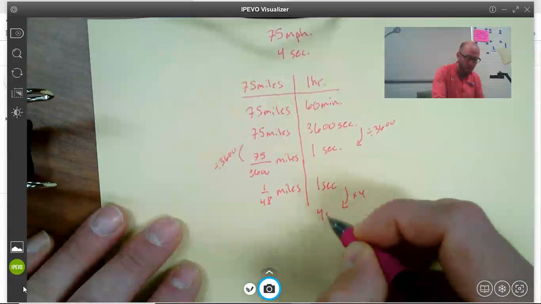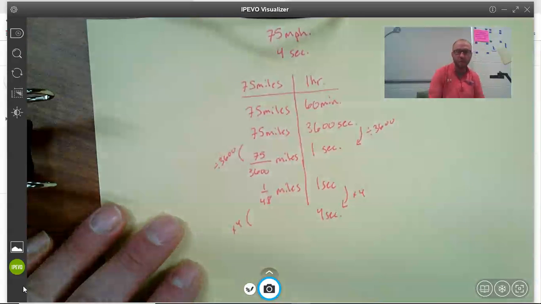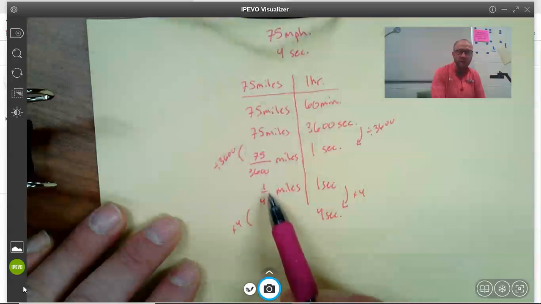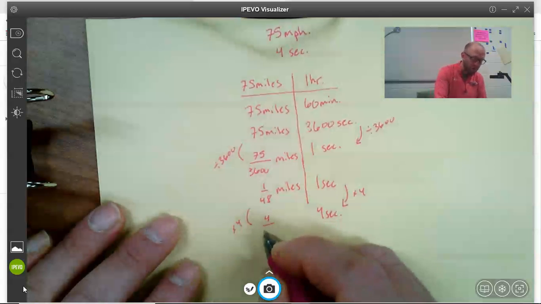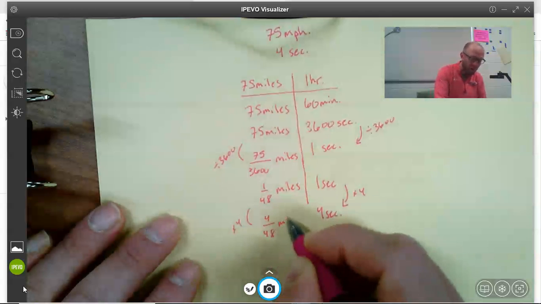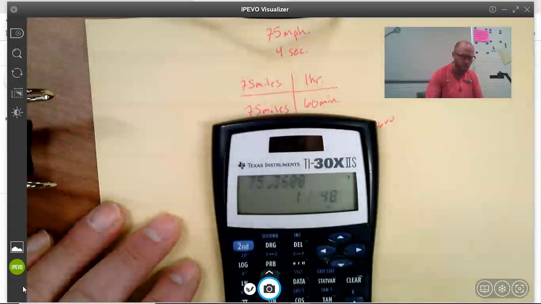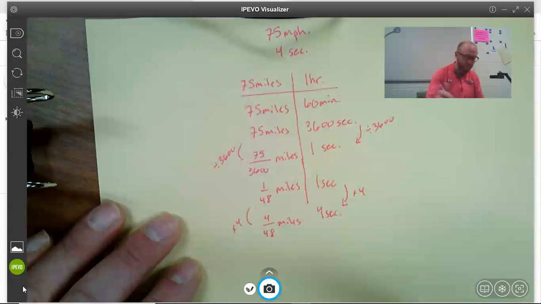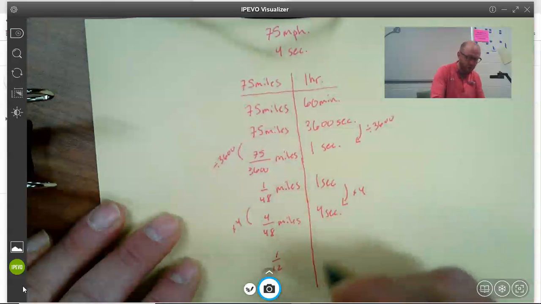So for 4 seconds, that would be times 4 to get to 4 seconds. So times 4, well, 1/48, that's 1 piece of 1/48 size. We're going to multiply it times 4, so that's going to be 4 pieces of 1/48. And we could reduce that fraction too. So 4 over 48 reduces to 1/12. So that's 1/12 of a mile in 4 seconds.